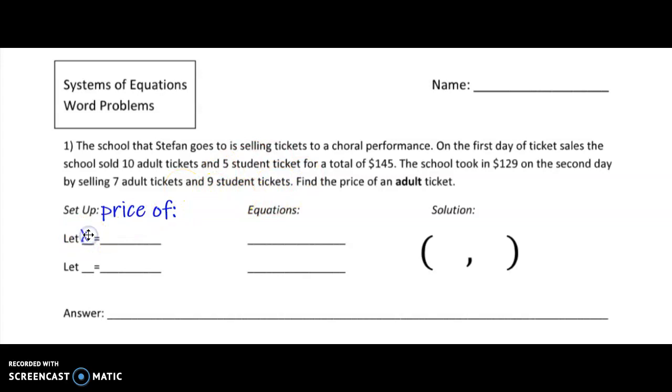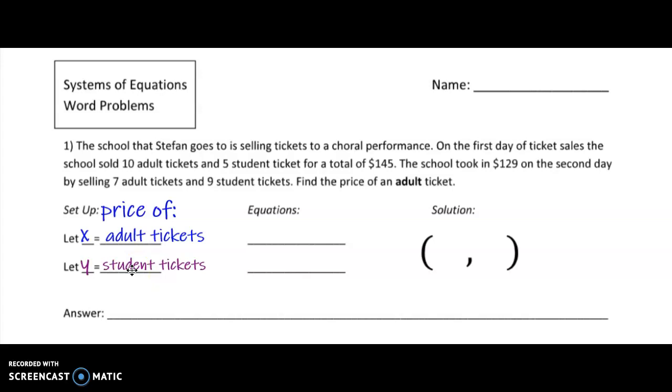So I'm going to let x equal the price of adult tickets, and I'm going to let y equal the price of student tickets. Now, it doesn't really matter which one you call x and which one you call y, adults or students, but I like to go in order that they came up in the problem. So adult tickets came first, then student tickets, so I put adult tickets first and student tickets second. But again, that doesn't really matter as long as you keep it consistent through the equations.